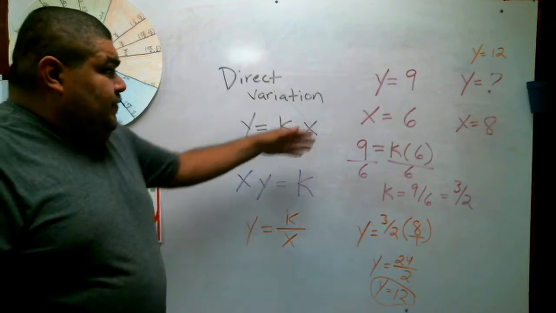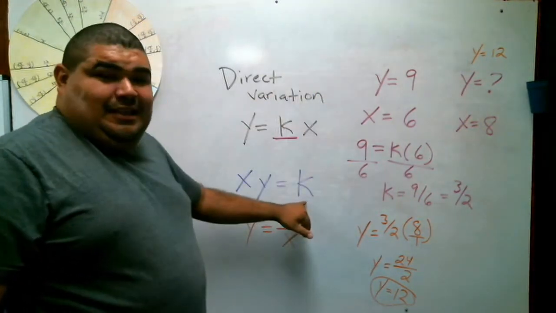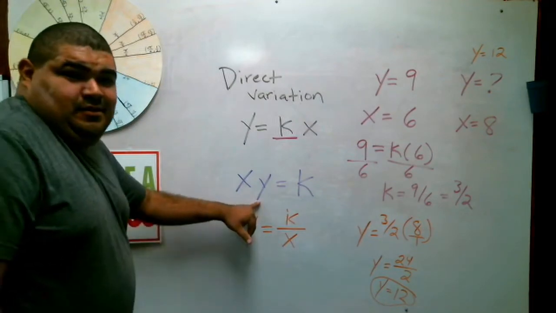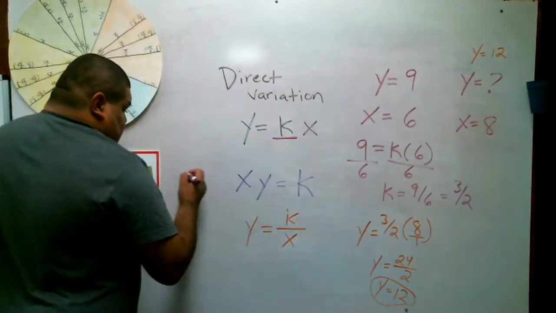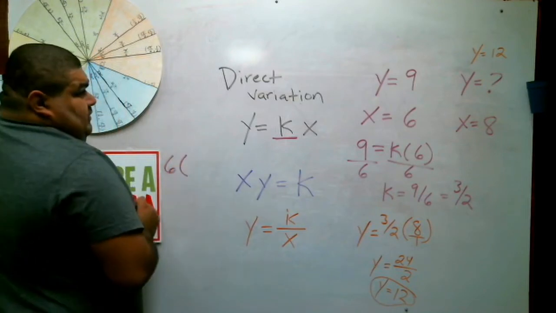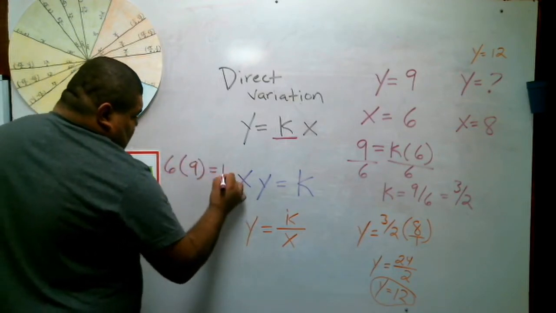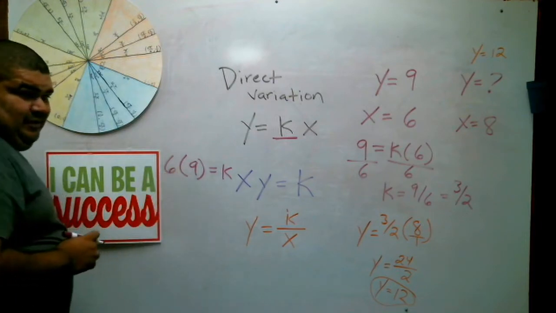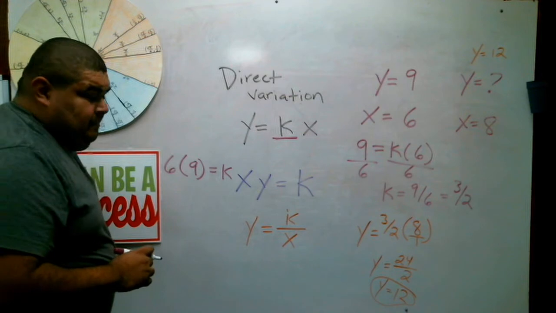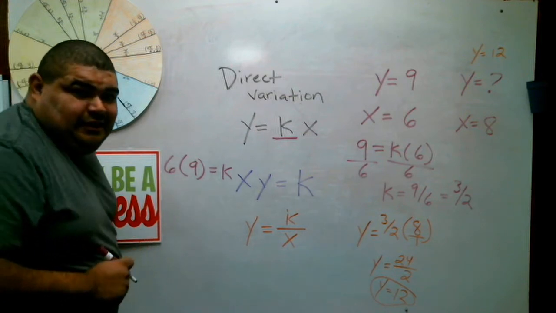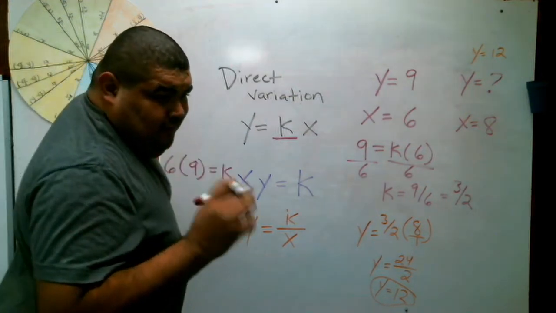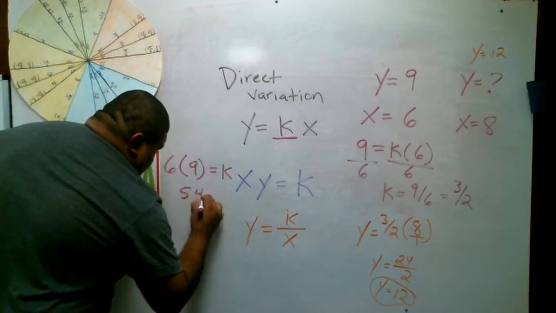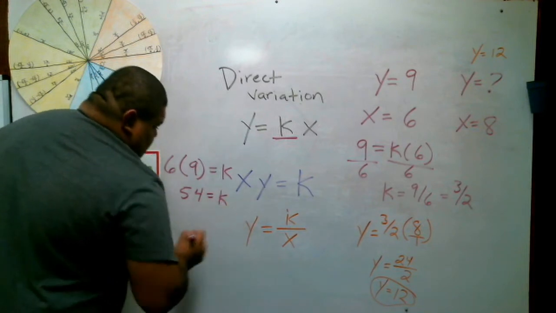Notice that, again, if we're going to use the same problem, we have to find k, okay? So we have x and y. We have x, which is 6, times y, which is 9, equals k. Okay? 6 times 9 is, any suggestions, any hints? Did I hear 54? Yep. All right. So 54 equals k.